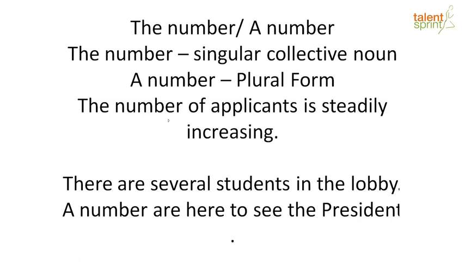So let's look at our example sentences. The number of applicants is steadily increasing, right? Here, the number of applicants is acting as a singular collective noun, and then I have is. So that verb is giving us the meaning that we need. The number and is. Let's look at the next sentence. There are several students in the lobby. A number are here to see the president. A number are here. So a number takes up a plural form. One of many, right? A number, one of any kind. So this is pretty much the difference between the number and a number.